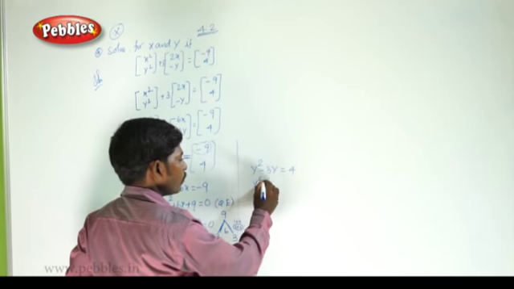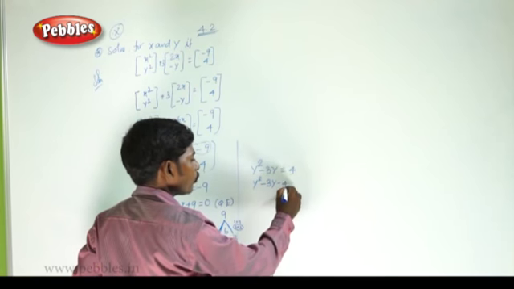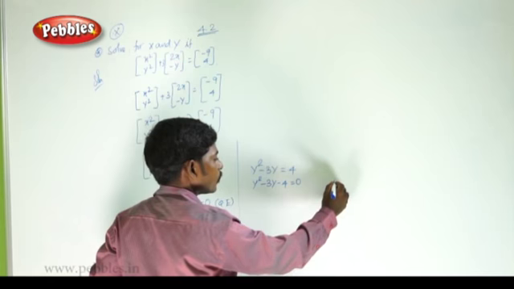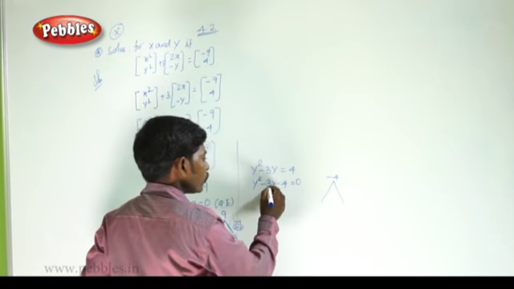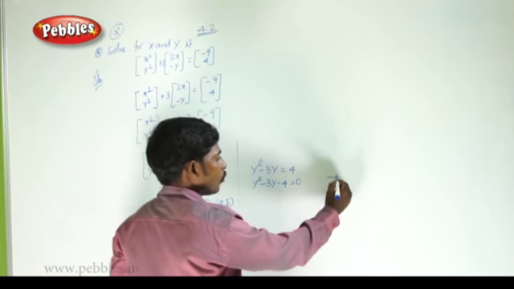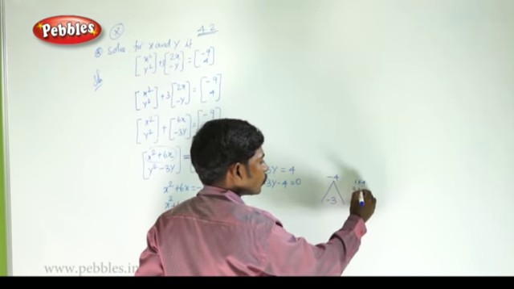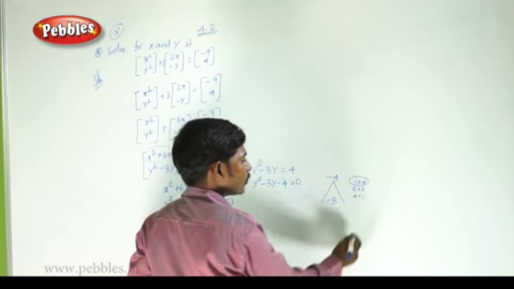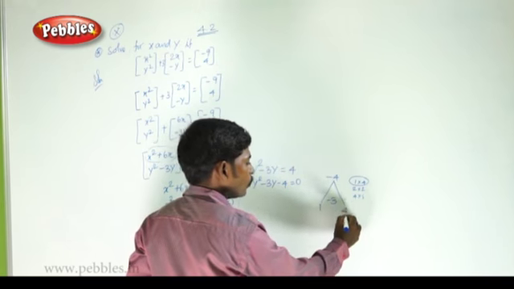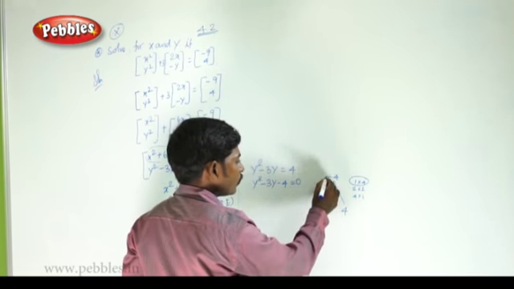Now, y² − 3y, the plus 4 is transferred to the LHS, so y² − 3y − 4 = 0. It is also a quadratic equation. The constant is minus 4 and the coefficient of y is minus 3. What are the products of 4? 1 times 4 is 4, 2 times 2 is 4, 4 times 1 is 4. We want 1 and 4, which is better. So 1 times 4 is 4, and 4 minus 1 is 3.